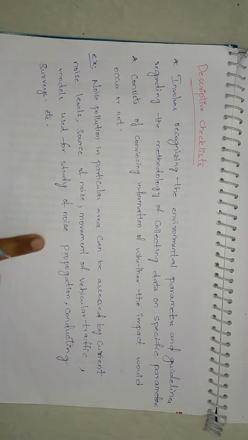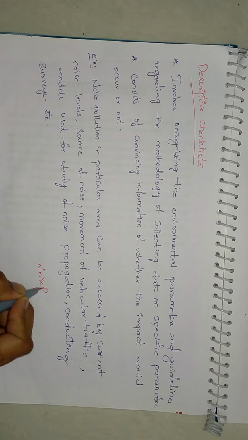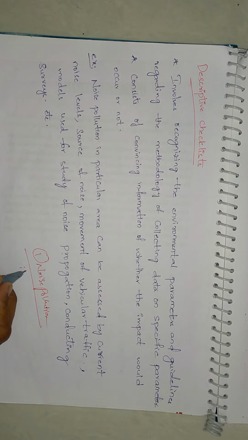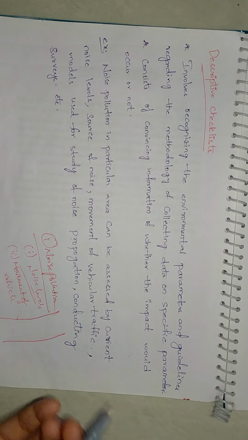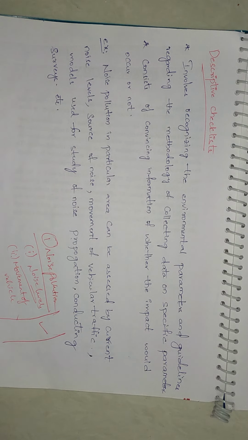The same example, if you take for the simple checklist, first they'll write noise pollution, and this is the main factor. Under that they will take sub factors as noise levels and movement of vehicles. So it is the same thing, but the representation will be different. If the noise levels have a beneficial effect, then they will go with that. The complete process and the complete collection of data will be the same, but only the representation will be different.